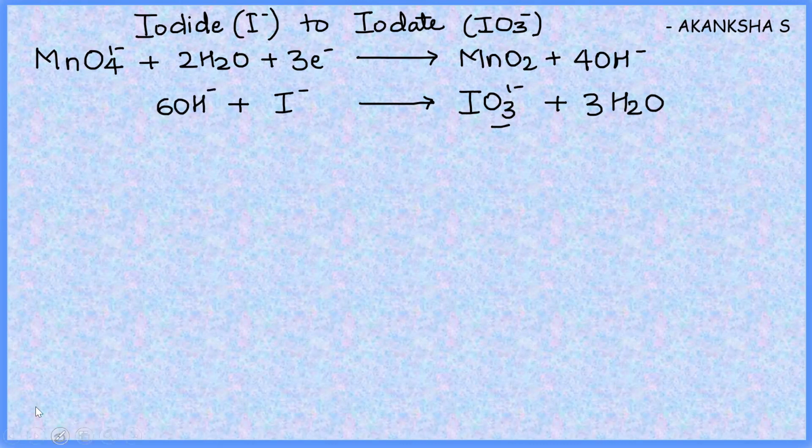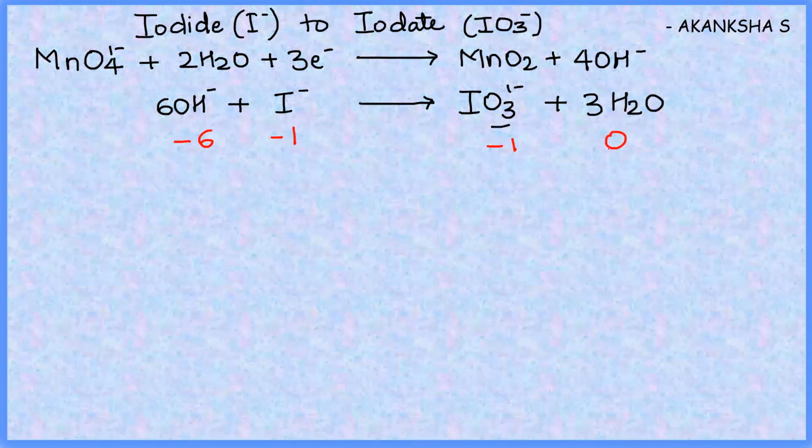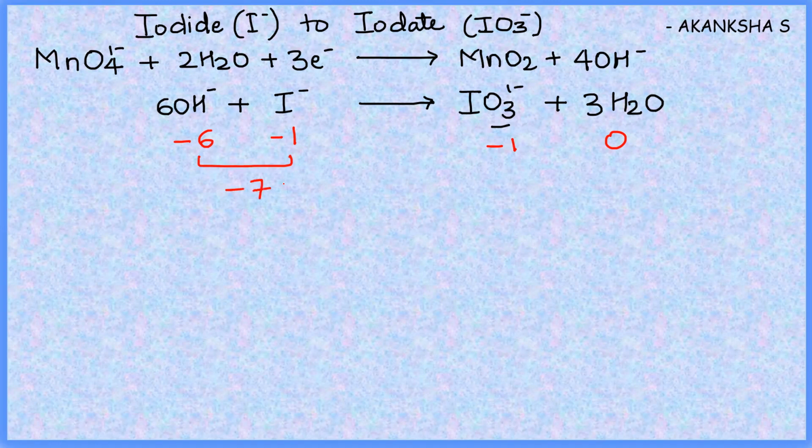Let's see the charges over here. What charges are we looking at? 6 negative charges, 1 negative charge, 1 negative charge, 0. So can you see on the reactant side, we have -7 charge, whereas on the product side, we have only -1. So what do we do? We are going to add 6 electrons on the product side. 6 electrons added. Now you can see -1 minus 6 is -7.